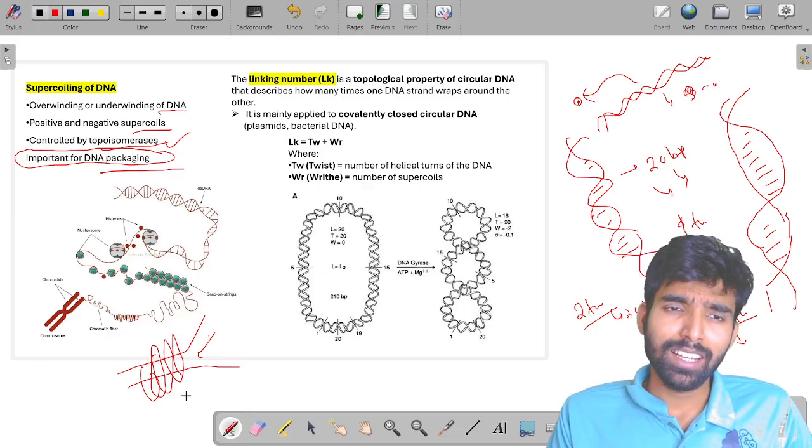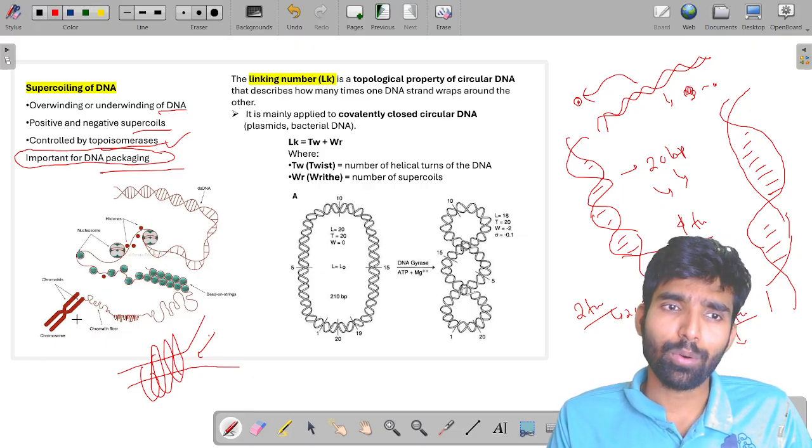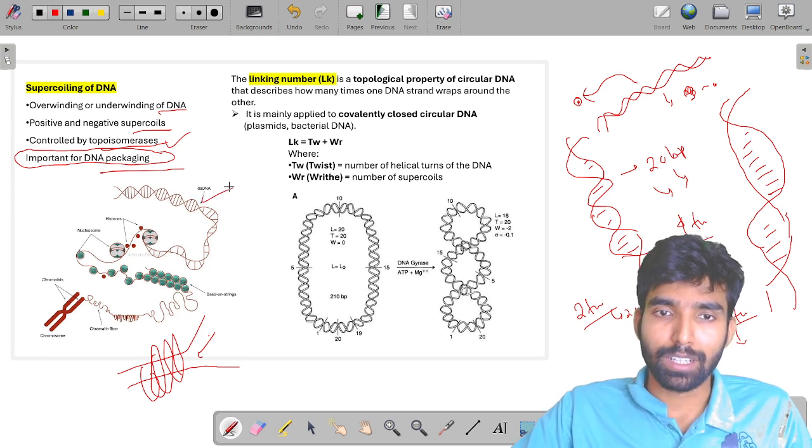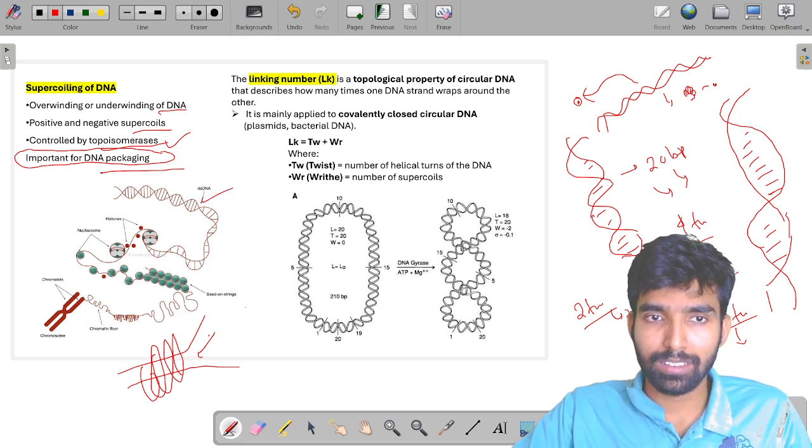Now that's for your imagination, like how supercoiling actually looks. This is a double-stranded DNA. I'm just zooming it out. One minute. Sorry.